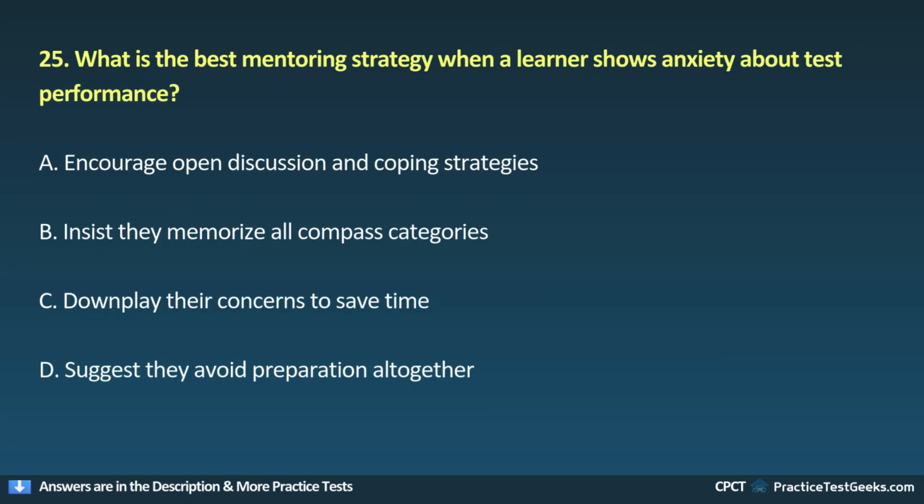25. What is the best mentoring strategy when a learner shows anxiety about test performance? A. Encourage open discussion and coping strategies. B. Insist they memorize all compass categories. C. Downplay their concerns to save time. D. Suggest they avoid preparation altogether.